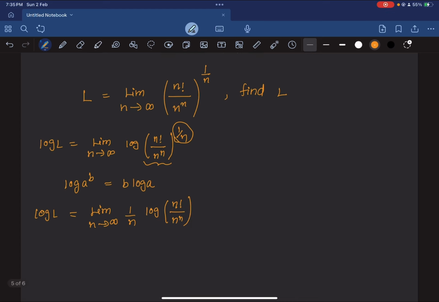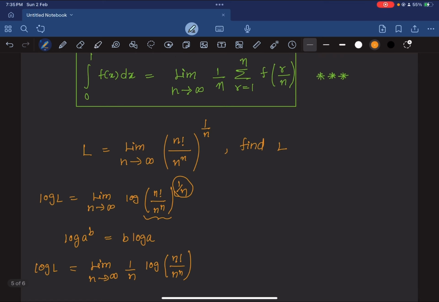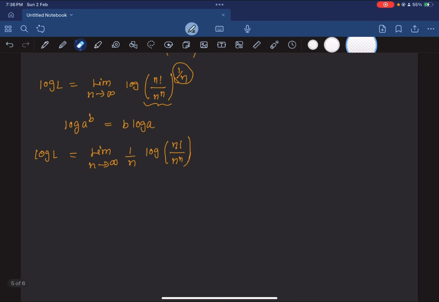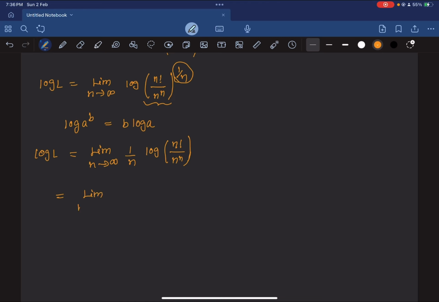Now even now this limit does not look anything like the result we have derived. Here we have summation, here still we do not have any summation. So let us see what we can do about it. Now you have limit n tends to infinity of 1 upon n log, what is n factorial? N factorial is 1 times 2 times 3 and so on up to n, upon n to the power n, which is n into n into n into n.